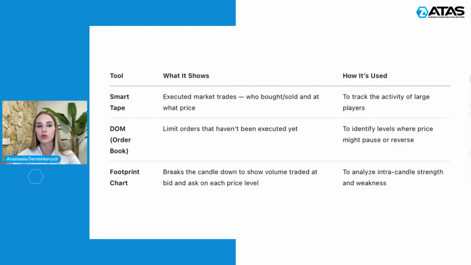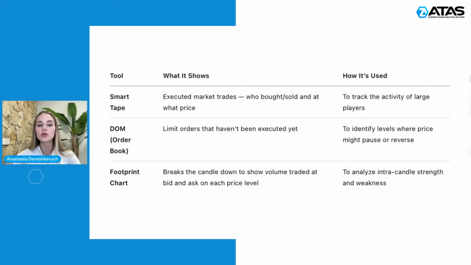The final one is the footprint chart. The footprint breaks the candles down to show the volume traded at bid and ask on each price level, or you can change the settings to a different perspective. I'm also going to cover it later. It's used to analyze intra-candle strength and weakness and the imbalance between asks and bids at each price level.